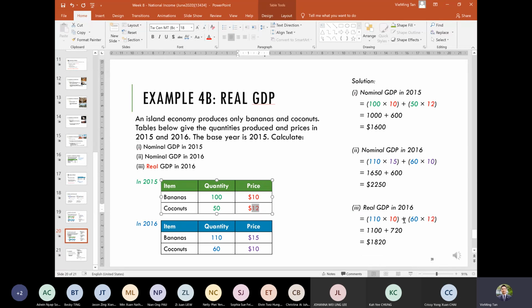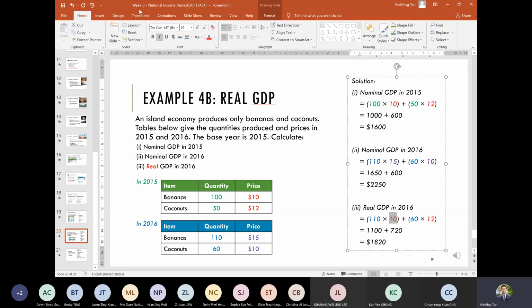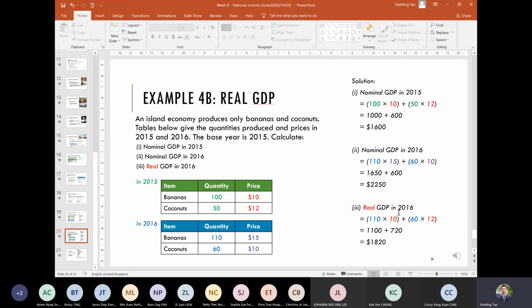Are you okay? I'll stop for a while. Are you okay with these two numbers? Do you know the reason we have to use 10 and 12 here? Because the question is real GDP. Real means we have to use the base year price for both products. Now simplify each term. For banana, you'll get 1100. And for coconut, the GDP contribution is 720. So simplify, you'll get $1820 for the real GDP in 2016.